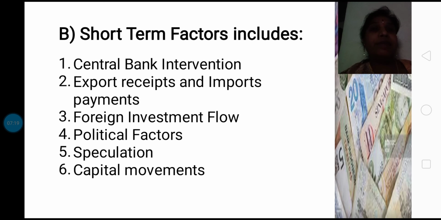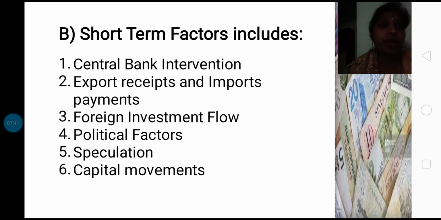When there are fluctuations in the currency market, when there are fluctuations in the value of the currency, the central bank will intervene or pitch in, and they will try to conduct open market operations by selling and buying the foreign currency in the market. This will have an impact on the exchange rate. So this is done only for a short period of time until the currency value comes to stability or the currency is stabilized.